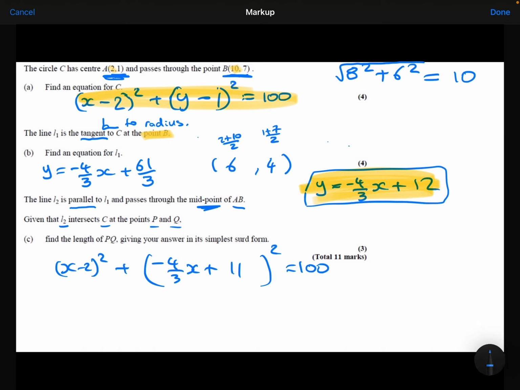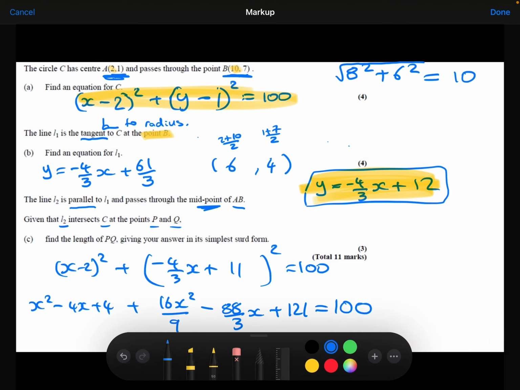I'm going to expand all those brackets, so I'll get x squared minus 4x plus 4 plus 16x squared over 9 minus, that's going to be 88 over 3x plus 121 equals 100. I'm now going to collect up like terms. So actually, I'm going to multiply everything through by 9 first, I think, to make this a bit simpler for me.